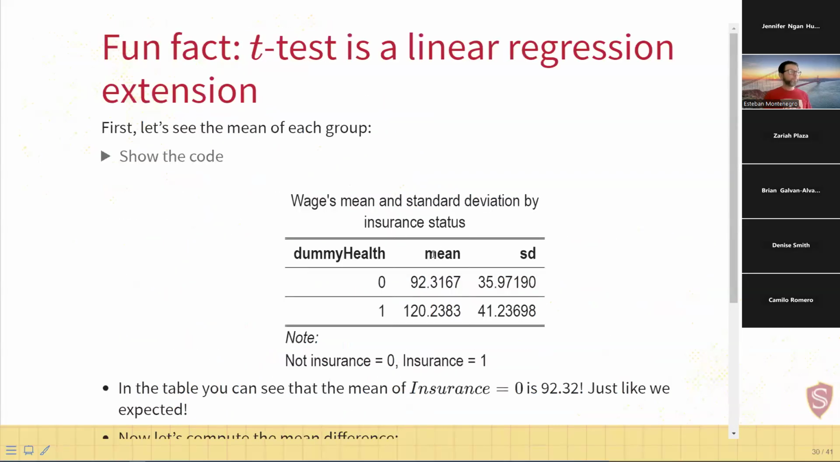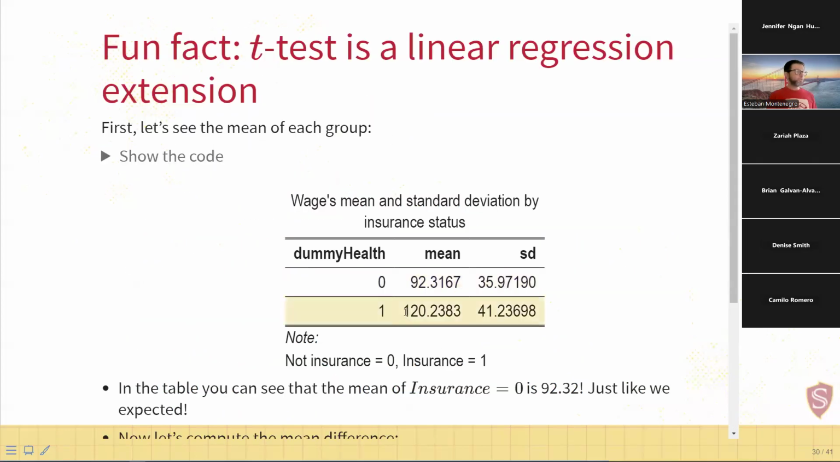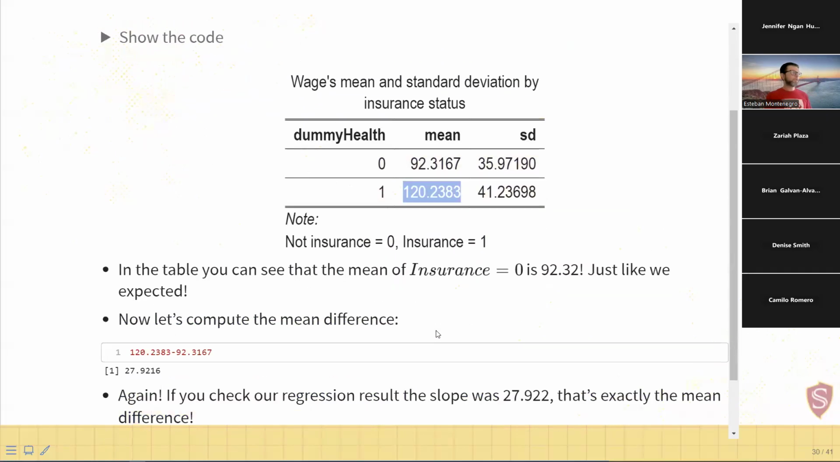Let me show you. This is the average wage of group zero, and this is the average wage for people in group one, people with insurance, right? So look at the number. It's 92.32. And actually, it's the same number right here. It's the intercept. Now pay attention to this number right here. This is the average for group one.